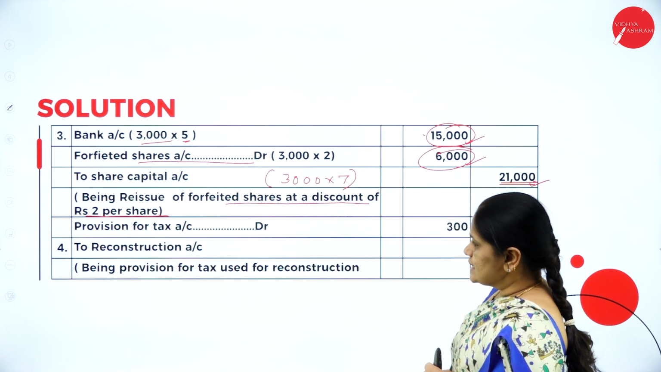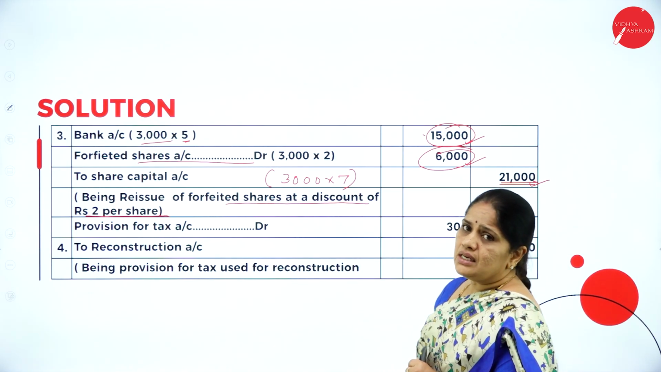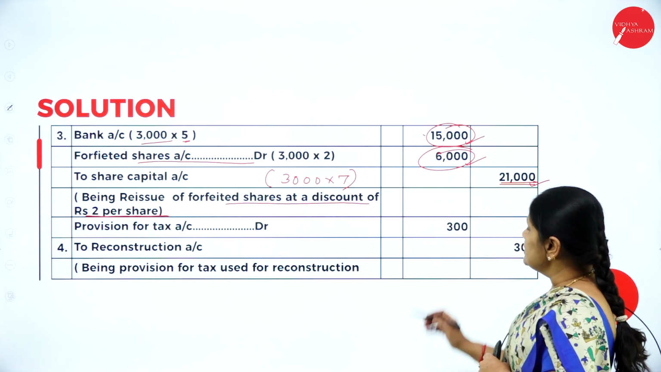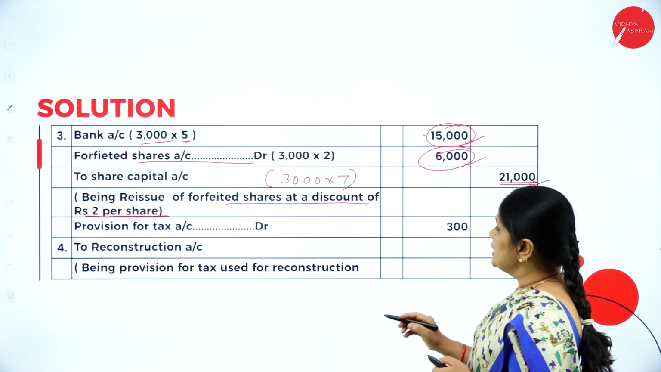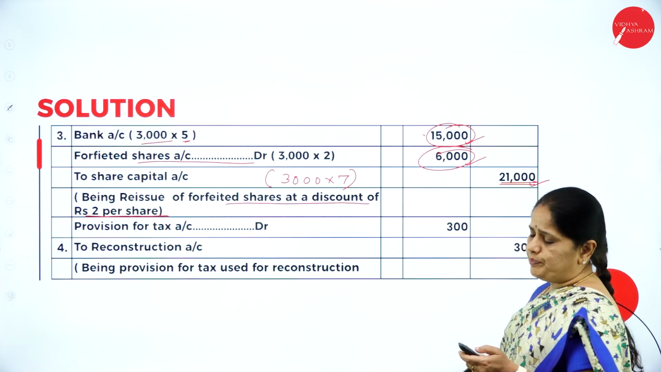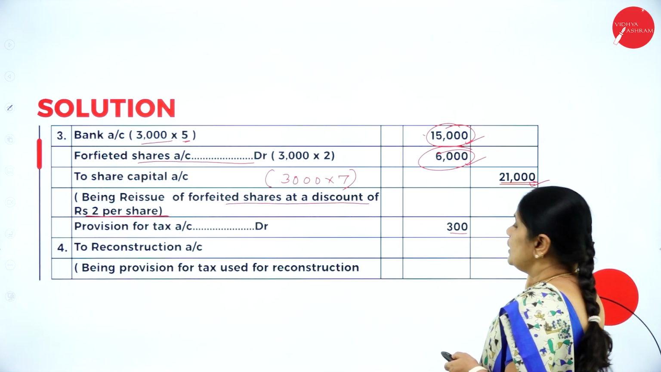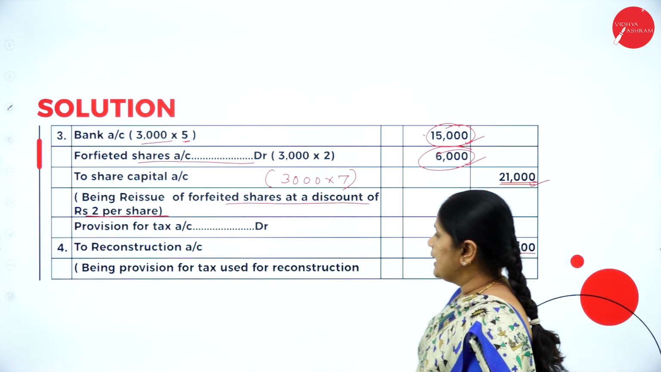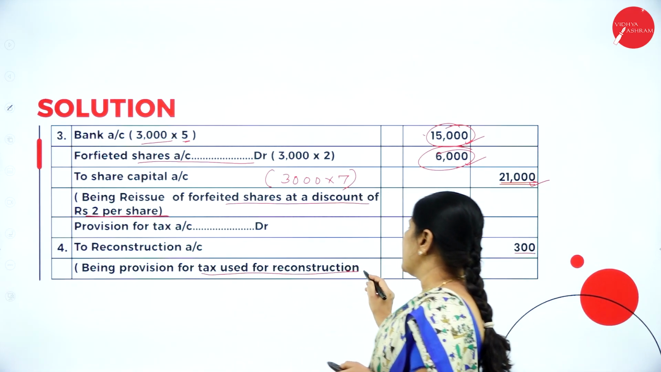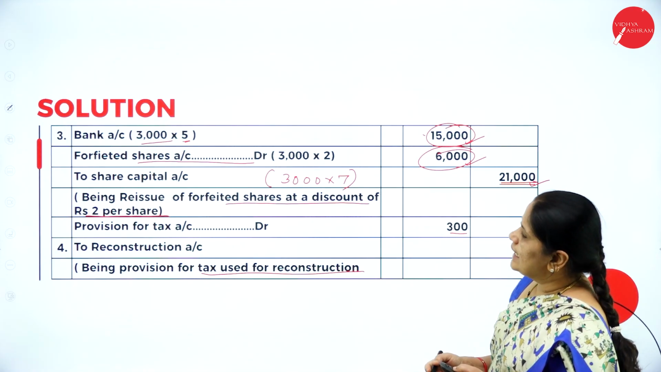Then next, they have told us they can make use of the provision for tax. So what is the provision for tax? Actual provision is 4,000. Out of that, we need only 300 rupees. So provision for tax account debit 300, to reconstruction account 300, being provision for tax used for reconstruction. So this entry, I'll explain it next.